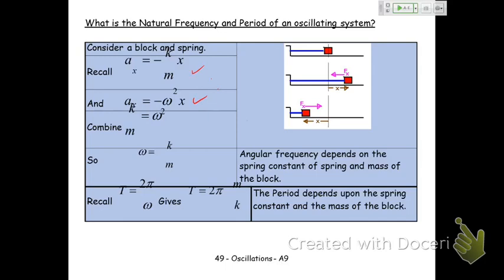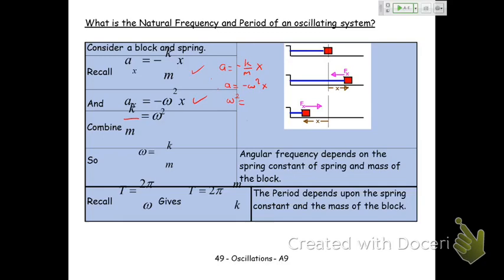I'm just going to have to do it the old school way. So A is equal to minus K over M times X. And I know that A is equal to minus omega squared X. So K over M equals omega squared.